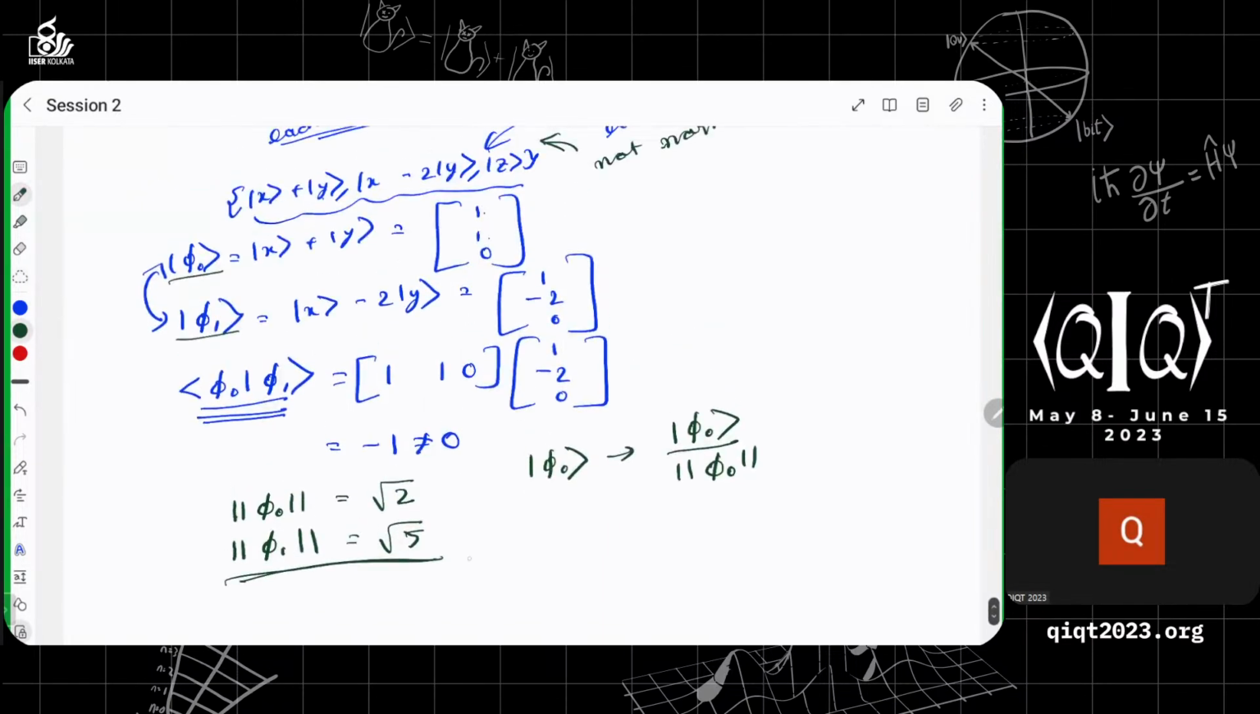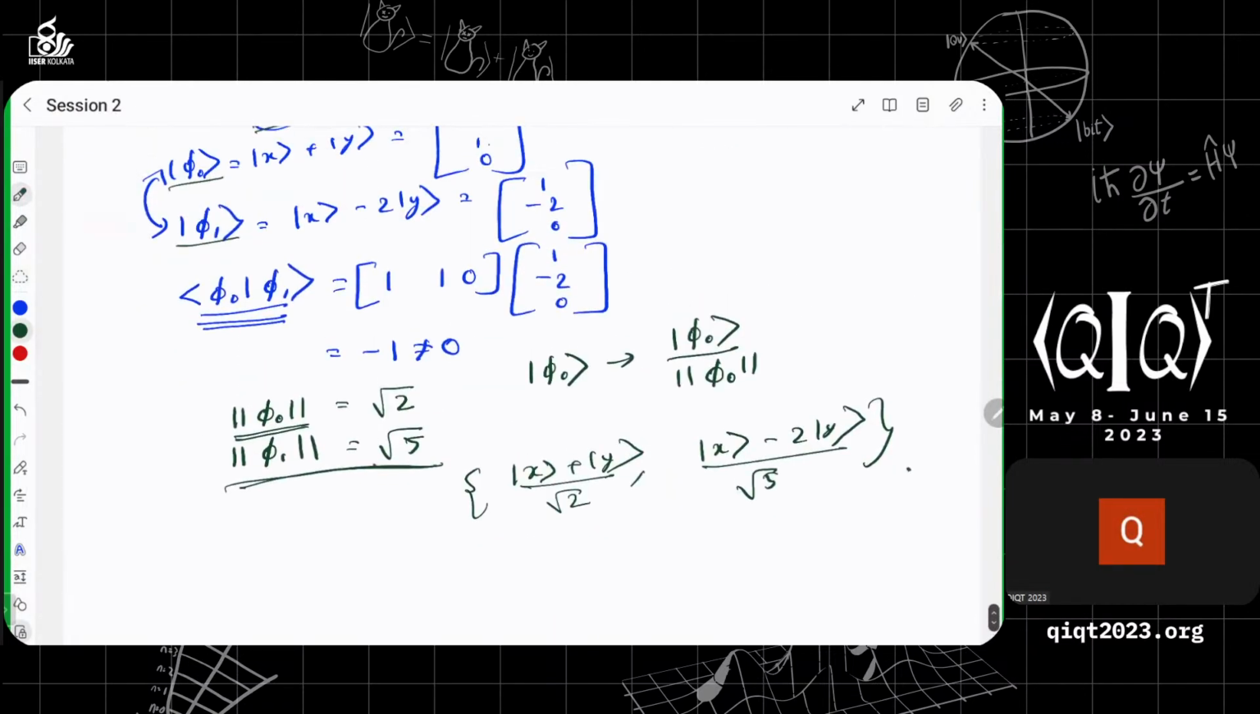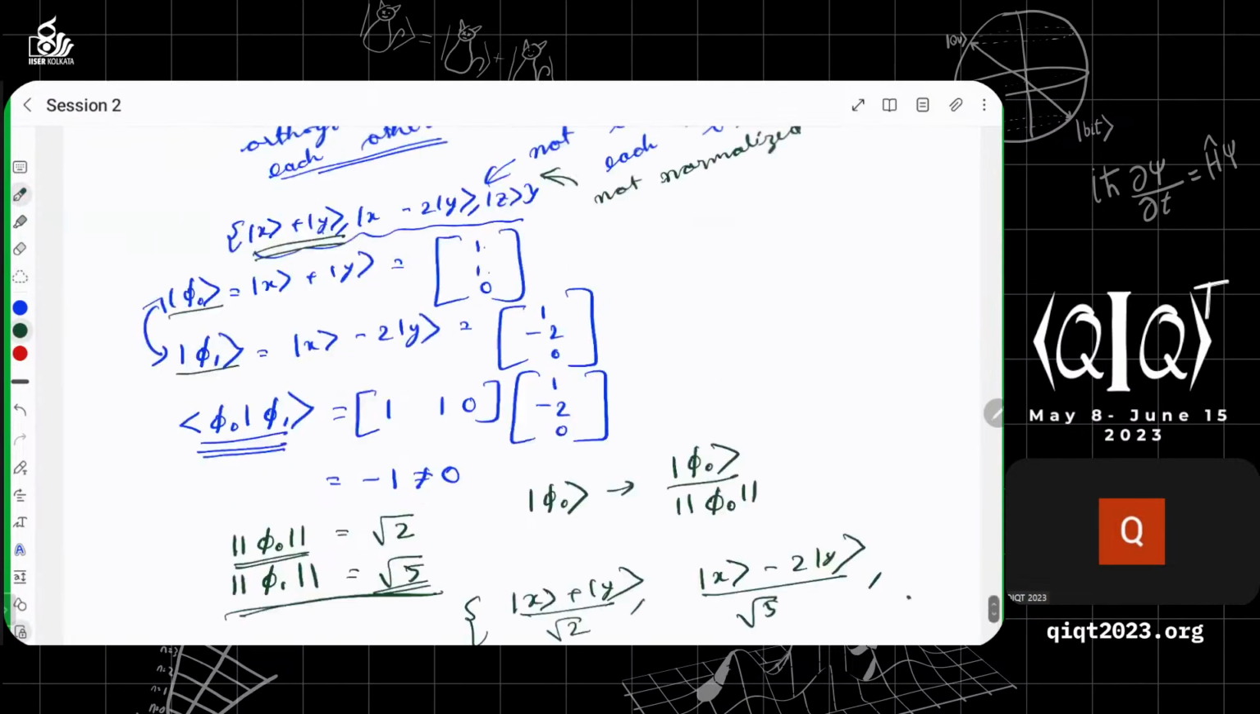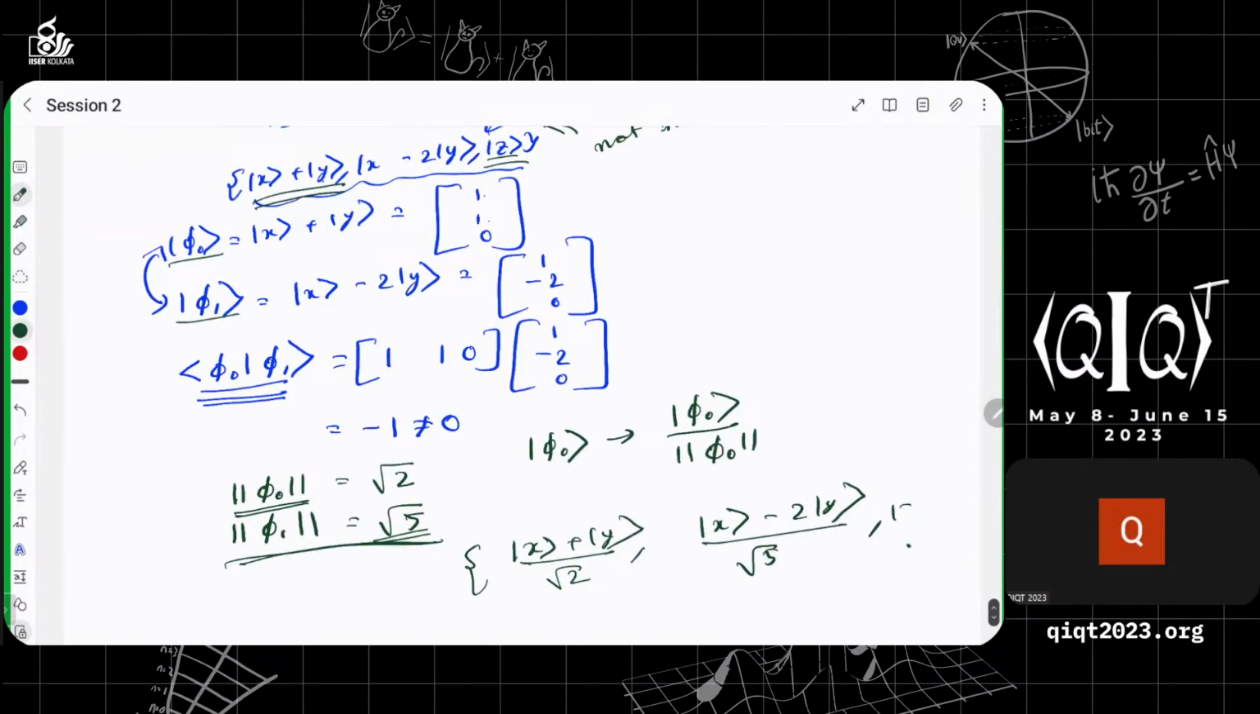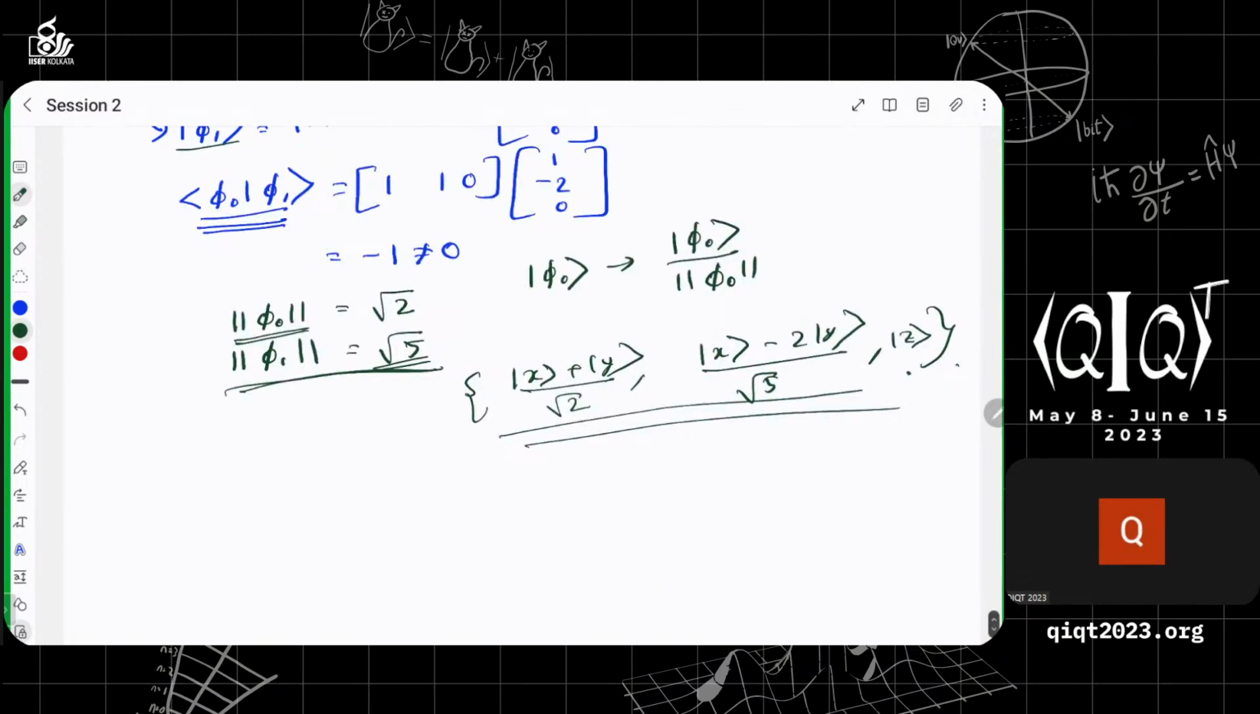So for example, in this case, phi naught is just ket x plus ket y, and the norm of phi naught is root 2. So like that, and phi 1 is x minus 2y, divided by root 5, because the norm of phi 1 is root 5. And of course z was already norm 1, we don't have to do anything to it, so z. So we have thus normalized the basis vectors. This process is called normalization, or making the norm 1.